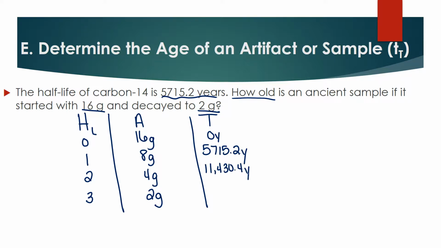11,430.4 years. To move on to our next amount, we aren't doubling this time here. Each half-life is this amount, the 5,715. So each time this is going to increase by 5,715. So we add that on and we get 17,145.6 years. So to get from 16 grams to 2 grams, it must go through 3 half-lives. It increases by the 5,715.2 each time. And this here is my final answer.